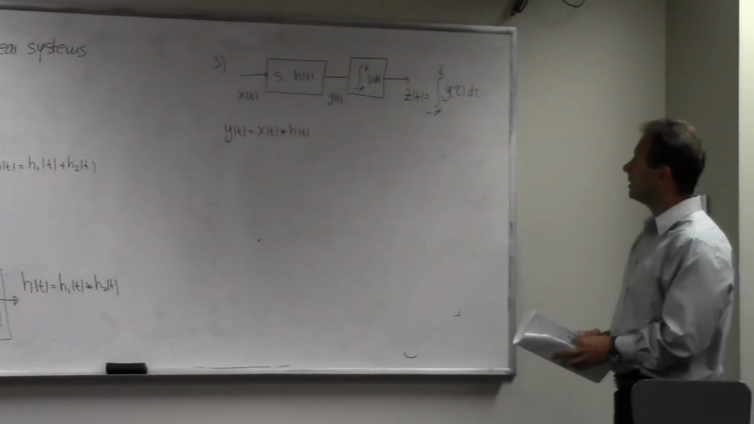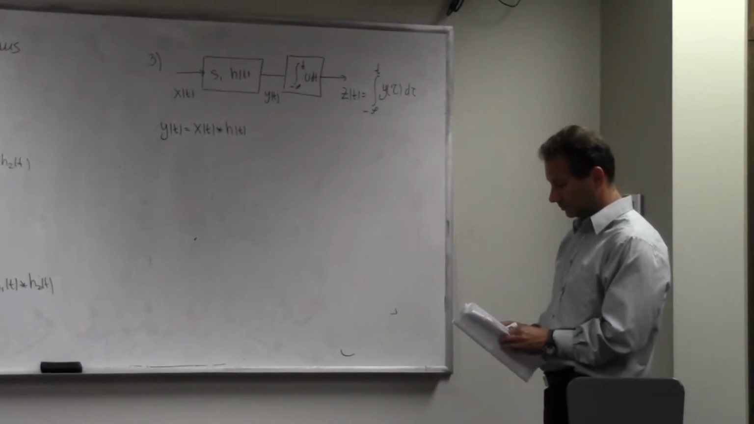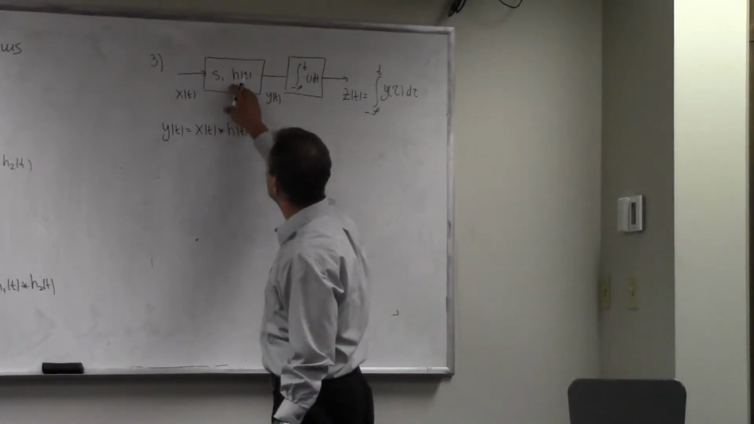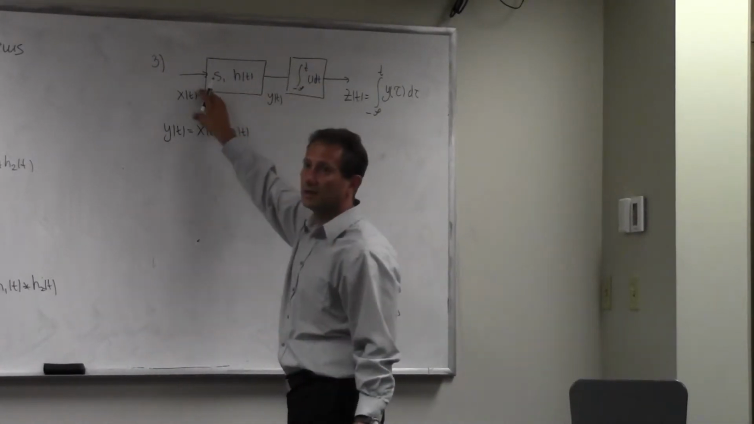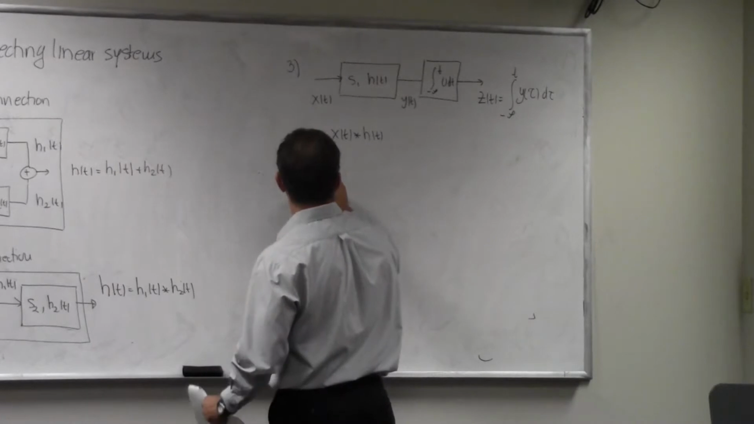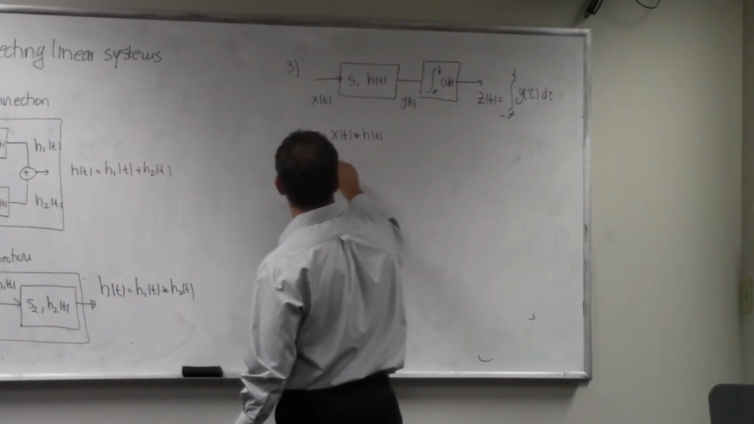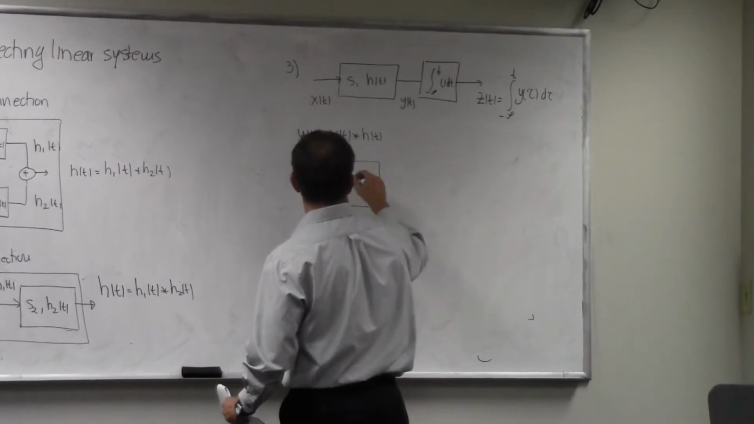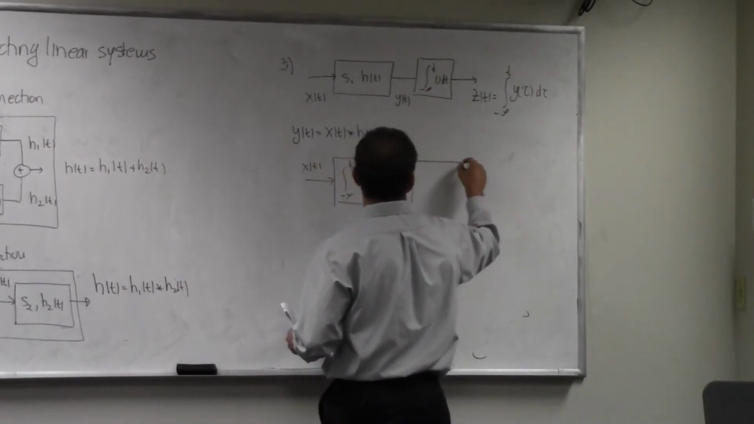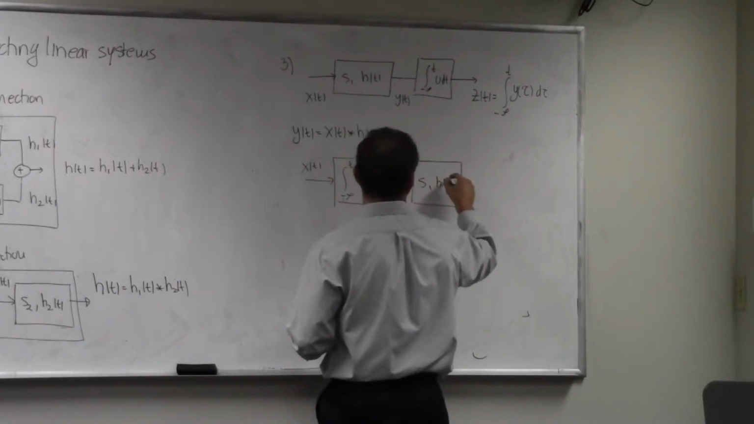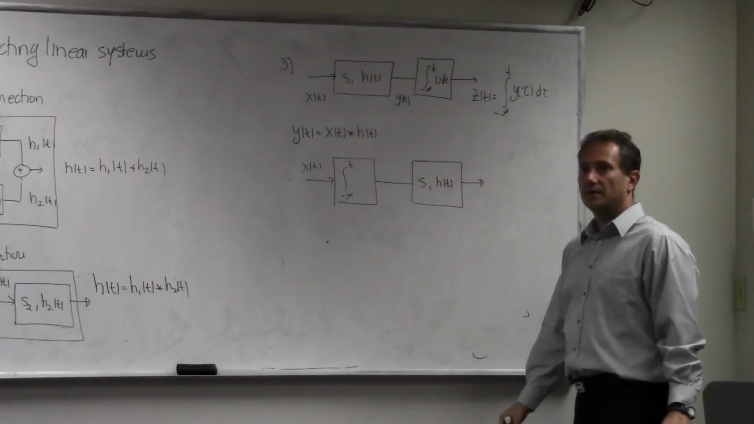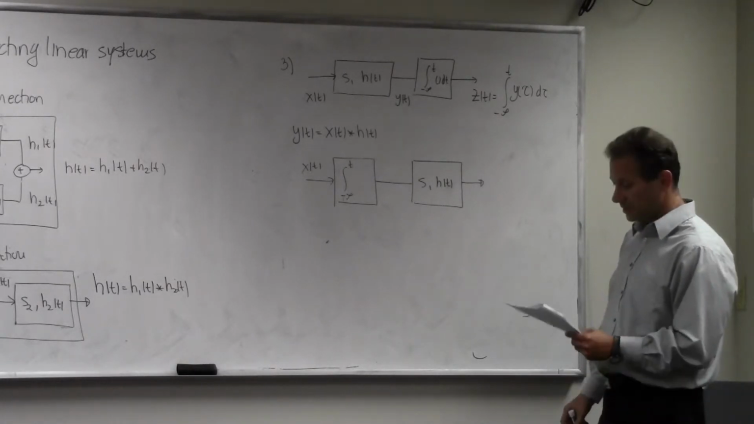Now if I switch things around, and instead of first running through a linear system, I first integrate and then present that to a linear system, let's look at the result of that. I have the same x of t presented, but first to an integrator that integrates from minus infinity to t, and then I present that to the same system S that has an impulse response h of t. Let's write out the output of this system here.